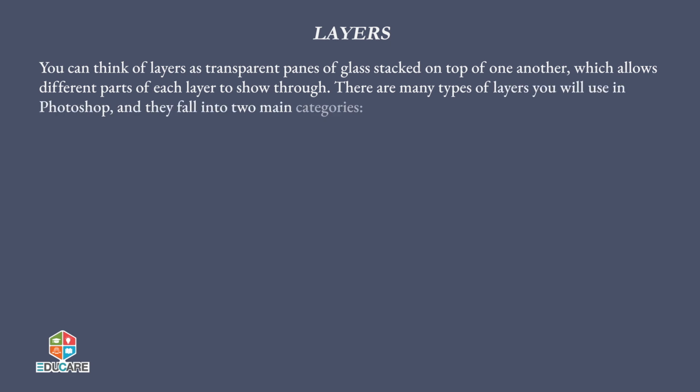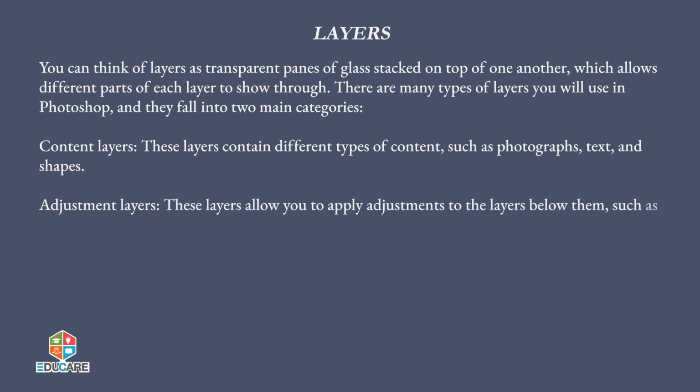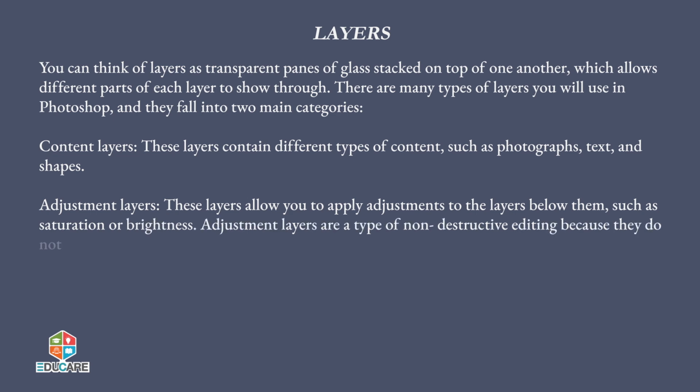Content layers. These layers contain different types of content, such as photographs, text, and shapes. Adjustment layers. These layers allow you to apply adjustments to the layers below them, such as saturation or brightness. Adjustment layers are a type of non-destructive editing because they do not actually change anything about the original image.